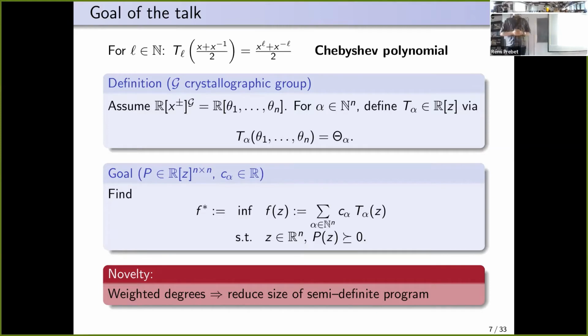Yes? Excuse me, what are the capital theta alpha? So those are invariant elements, which are chosen smartly, let's say. Explicitly, those are the orbits. So it's the sum over all monomials in the orbit of x^alpha divided by the group order, if you want. This is, for example, a choice that you can make for these fundamental invariants.